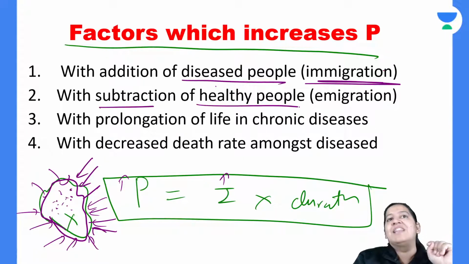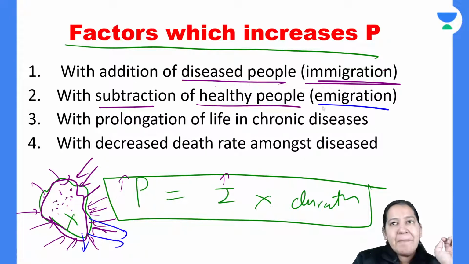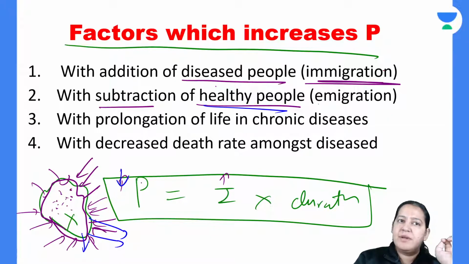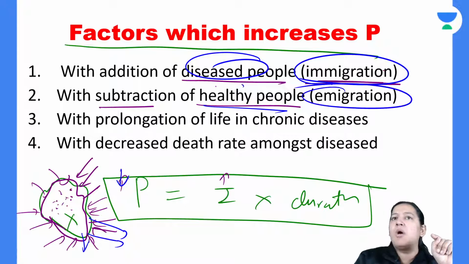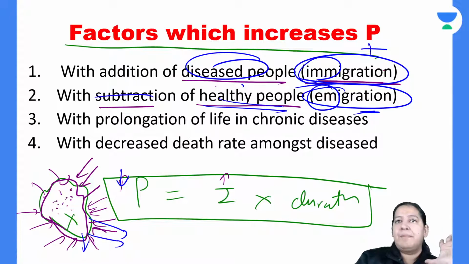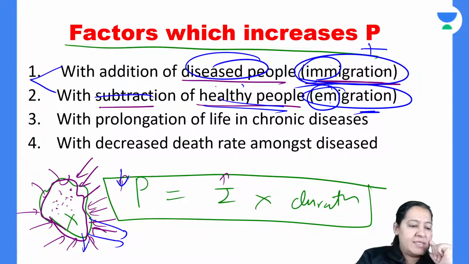The next is the subtraction of healthy people. If the healthy people are exiting from the city where you are residing, it is the emigration of healthy people. So again, prevalence will increase. Yes or no? You know the difference between immigration and emigration. Immigration means addition and emigration means subtraction. You know it now. These two reasons everyone understood. Give me a thumbs up.